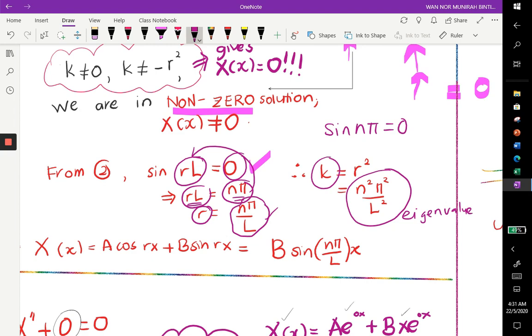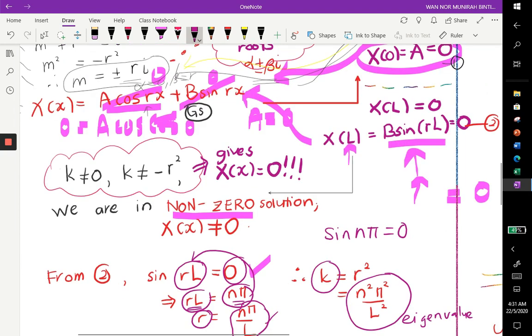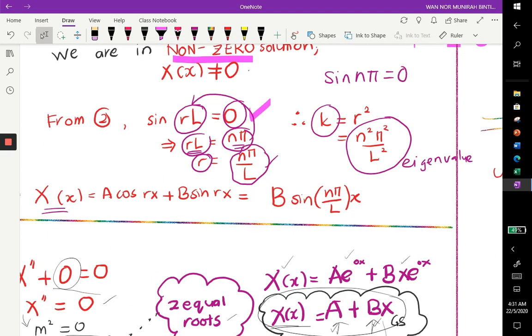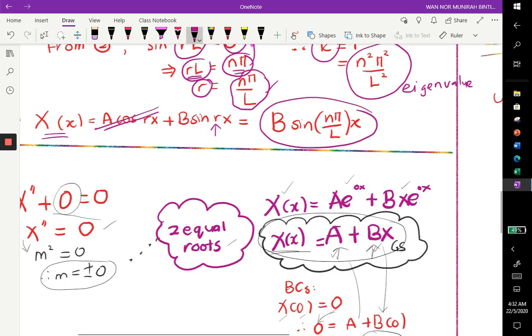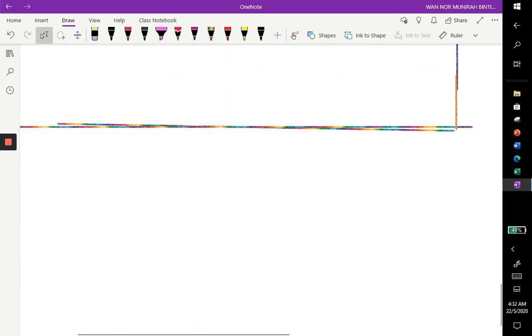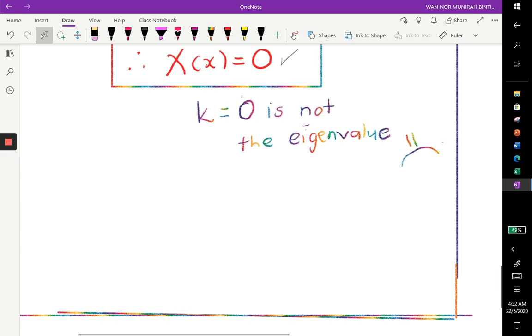Okay, so that I have the solution of X is this one, A cos Rx plus B sin Rx. So I substitute A just now is 0, habis, plus B sin Rx, which is B sin, R is n pi over L, times your X. So this is your solution of X. Just now the solution of X was 0, but this time you have X equals to B sin n pi x over L. So that we can proceed to the solution.